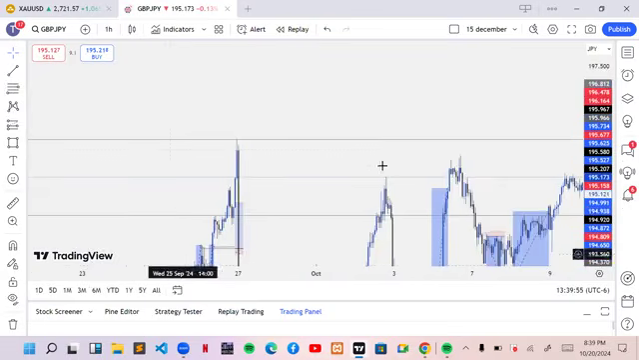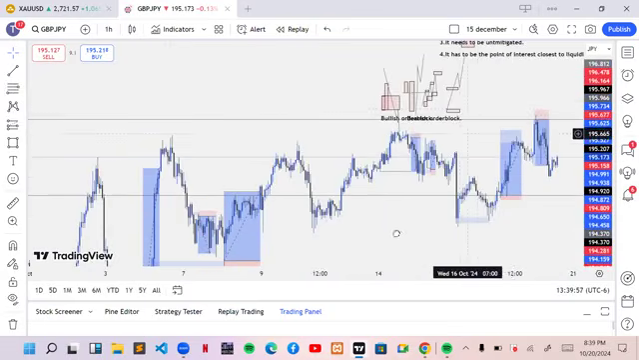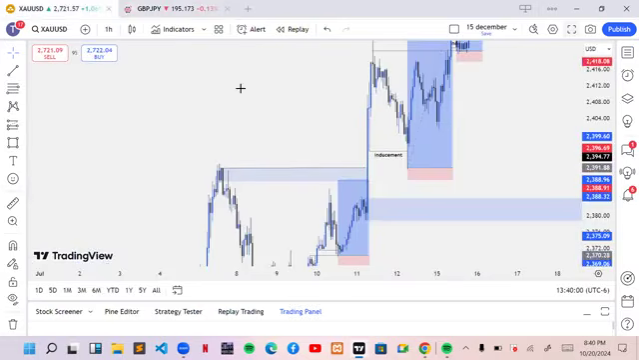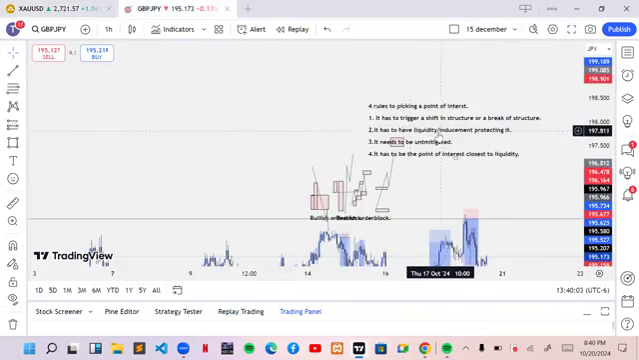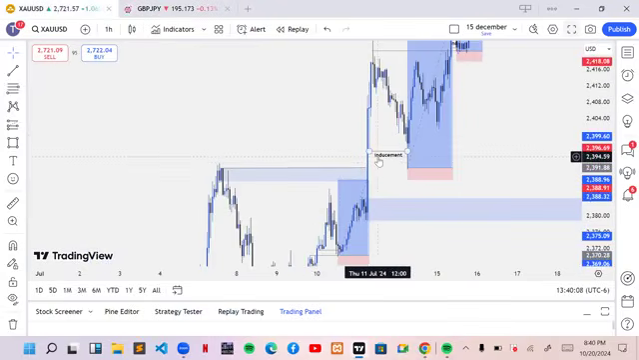Remember, the first rule says there has to be a break of structure or a market structure shift. Pay attention here. There's a break of structure clear here. The second rule says it has to have liquidity protecting it. Liquidity is our first pullback, which is this inducement.